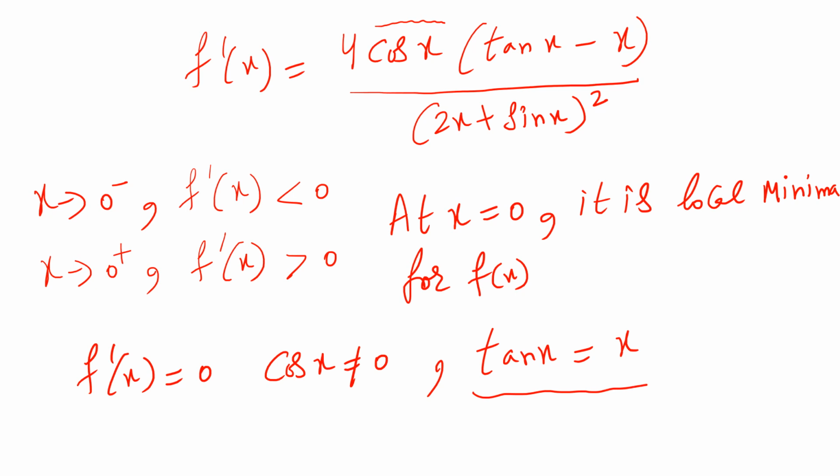Now students, we will make the graph of tan x and the line y equal to x and find the points of intersection of these two graphs, and then we will decide how many points of local maxima and minima are there in the given intervals. Now let's move further.